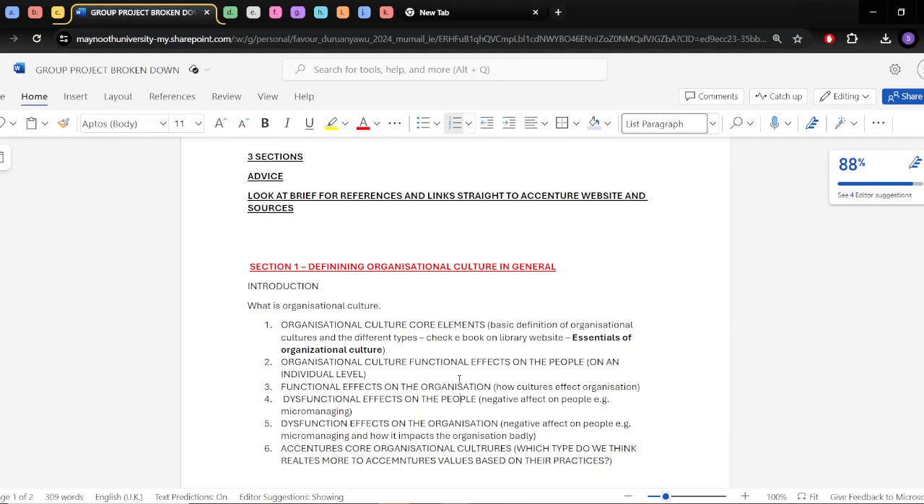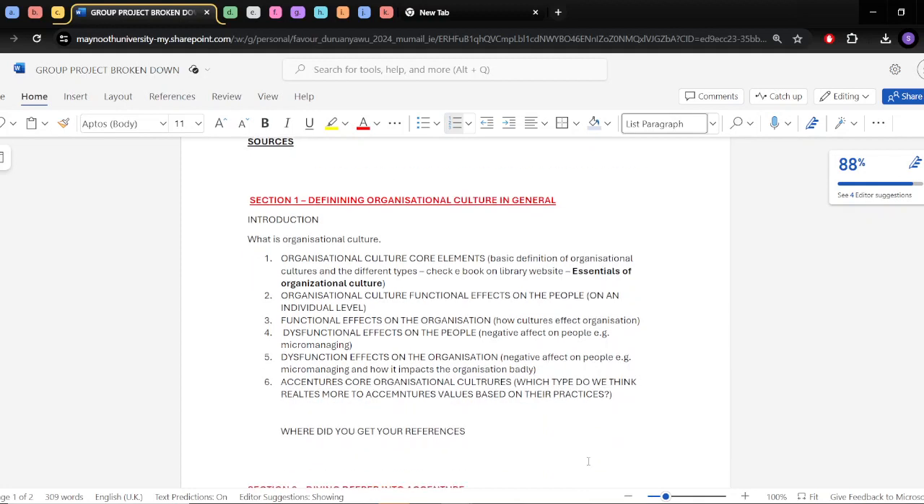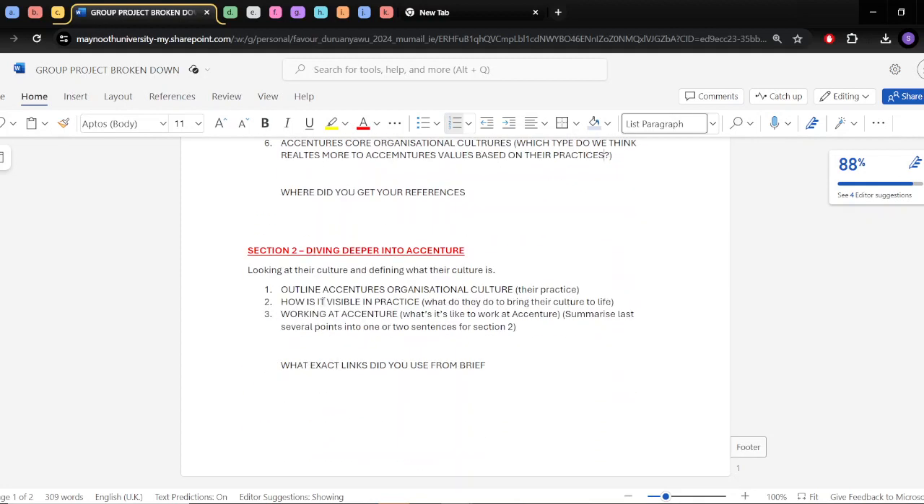Someone else is going to take that. And then for the organization, the last person is going to take which type we think relates more to Accenture's values based on their practices. And then section 2, it was really small, so there's only 3. So 2 of us are each going to take one part for this. 2 of us will outline Accenture's organizational culture.